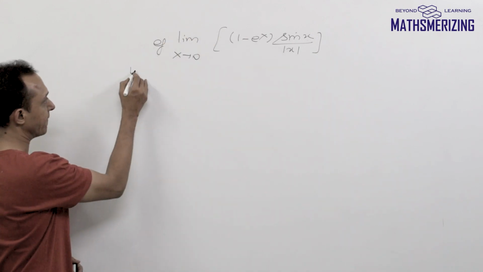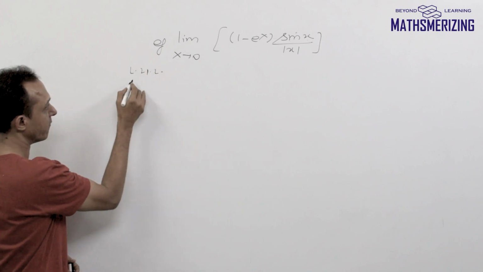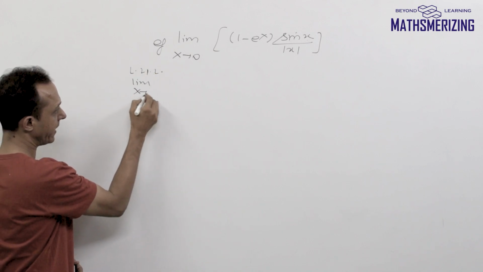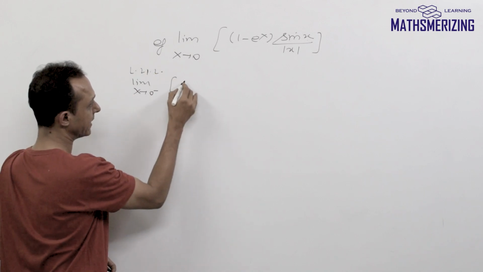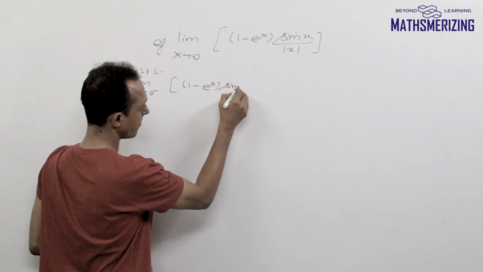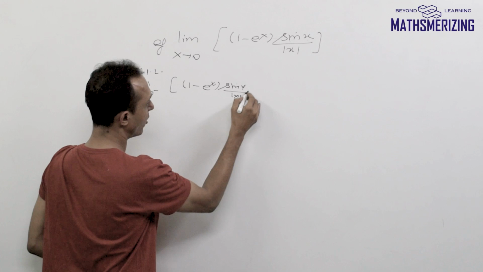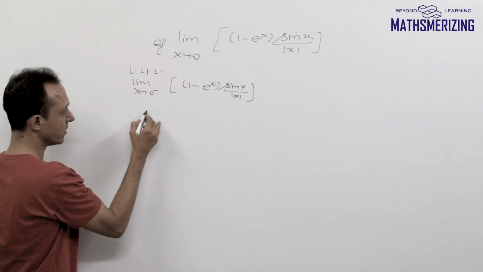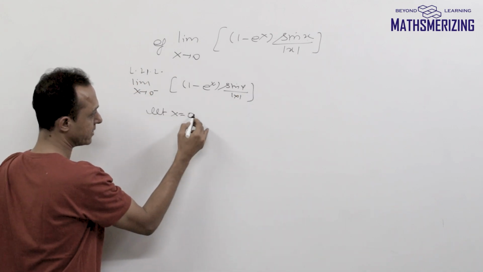So what I'll do is I'll write the left hand limit. The left hand limit will be limit x tends to 0 negative of greatest integer function of (1 minus e to the power x) sin x upon mod x. So what I'll do is I'll let x equal 0 minus h.